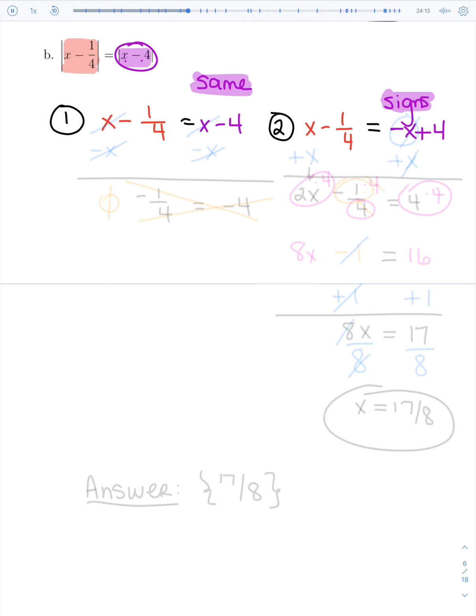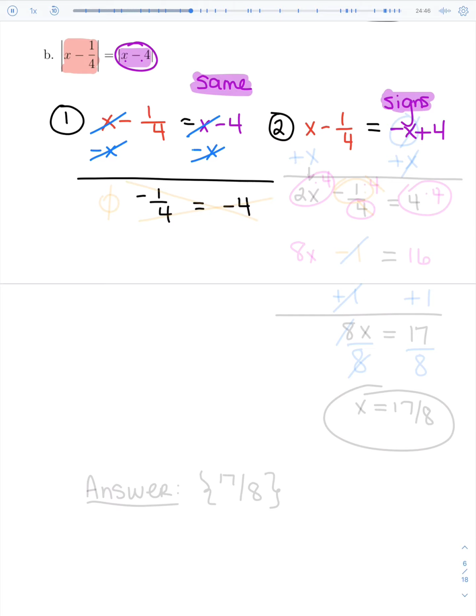Okay, so continuing along, we need to solve both of these equations and see what happens. So the first thing I would do on the first equation is try to get the x's on the same side by subtracting x on both sides. What you do notice is that the x's cancel on the left and the x's cancel on the right. And it gives you something a little bit funny. You get negative 1/4 on the left equals a negative 4. And you'd say, well, that's not even possible.